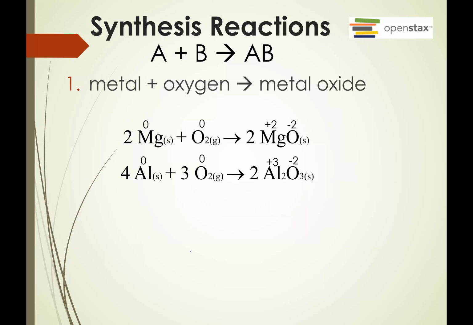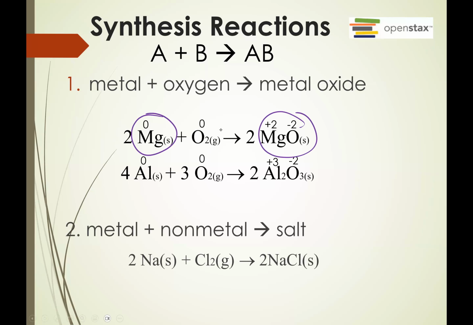Let's look at metal plus oxygen. When they combine, it makes a metal oxide. We're going to be doing this one in lab. Here you have magnesium plus oxygen combined to make magnesium oxide. Aluminum plus oxygen combines to make aluminum oxide. These are examples of synthesis reactions. And you can also see they're oxidation reduction, because magnesium's by itself, now it's not. Same thing here, aluminum's by itself, now it's not, oxidation reduction reaction also.